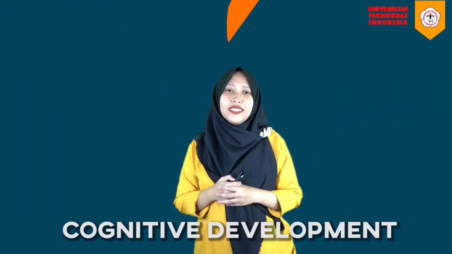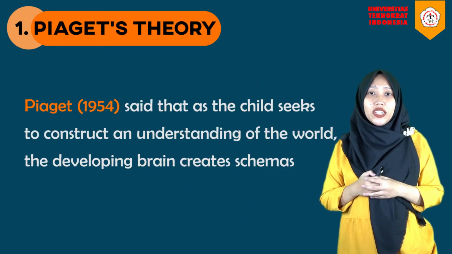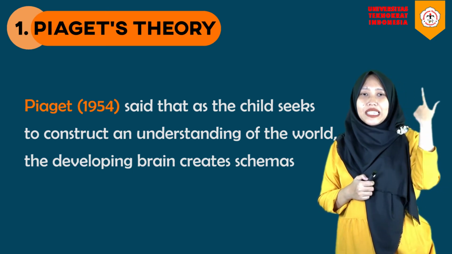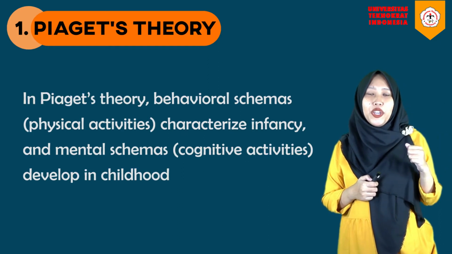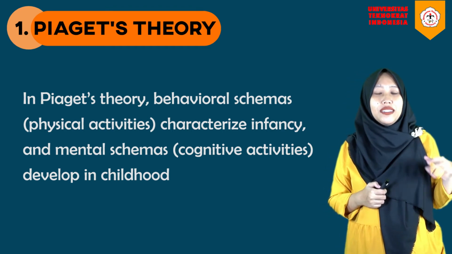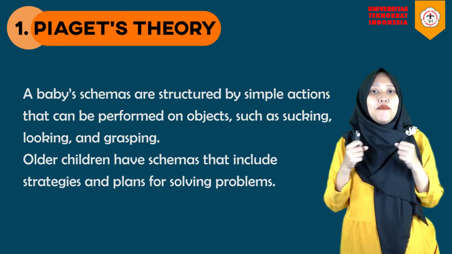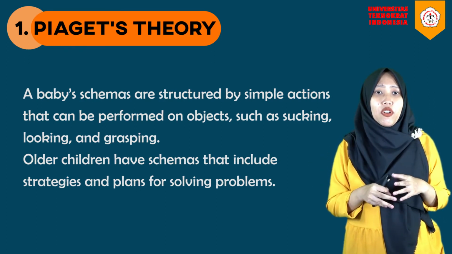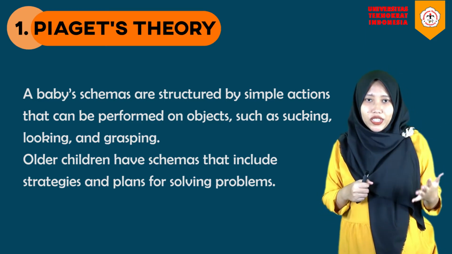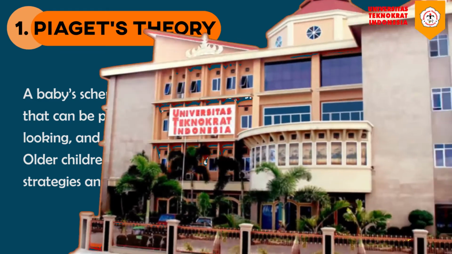Cognitive development. The first one, Piaget's theory. Piaget said that as the child seeks to construct an understanding of the world, the developing brain creates schema. In Piaget's theory, behavioral schema characterize infancy and mental schema develop in childhood. A baby's schemas are structured by simple actions that can be performed on objects such as sucking, looking, and grasping. Older children have schemas that include strategies and plans for solving problems.